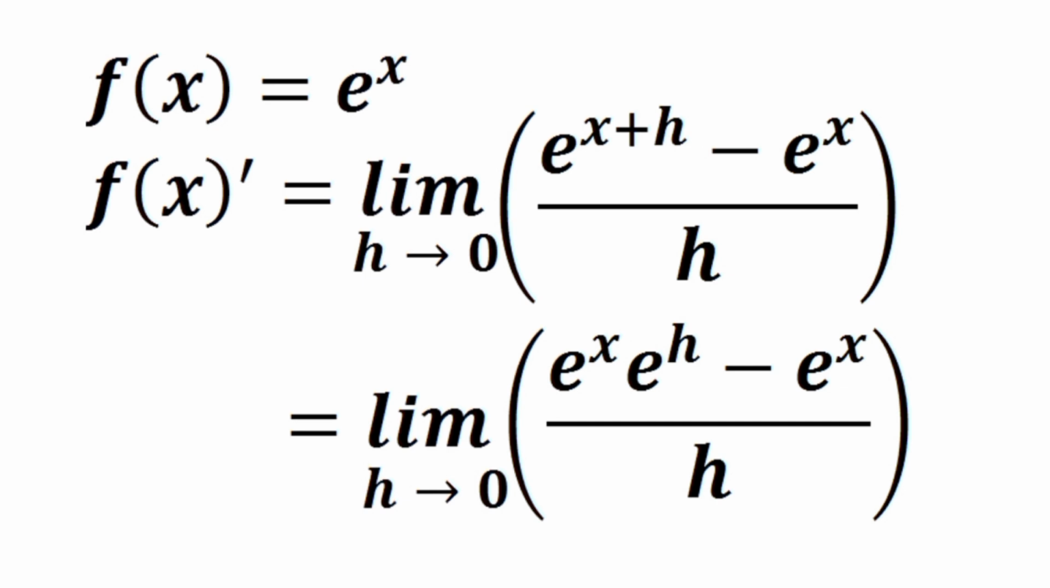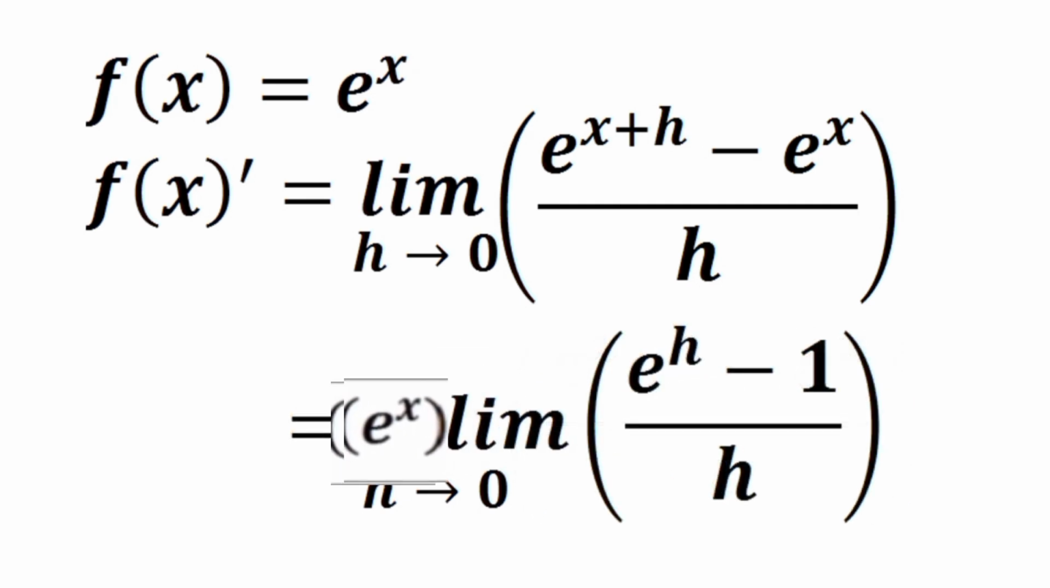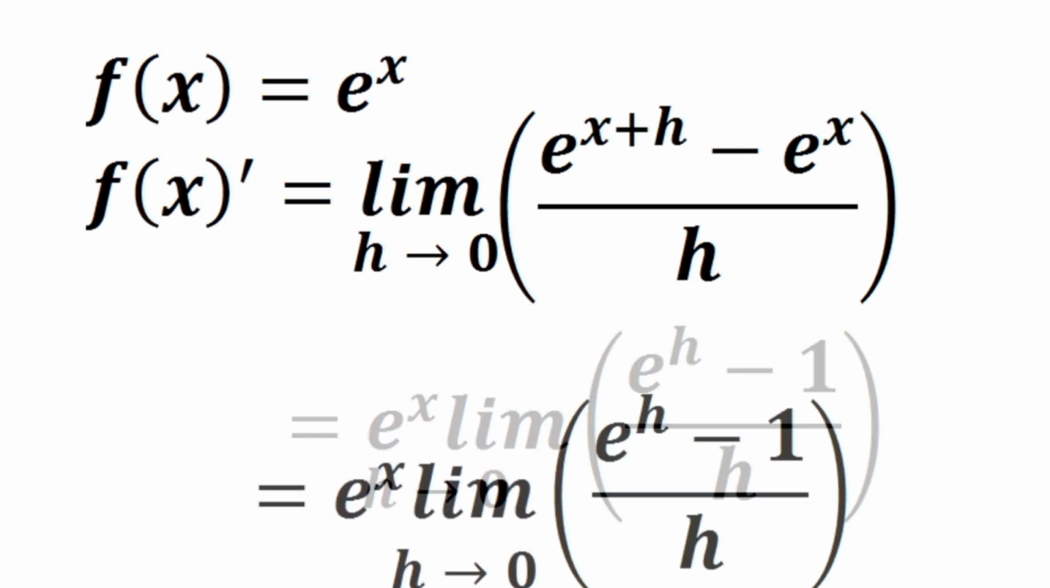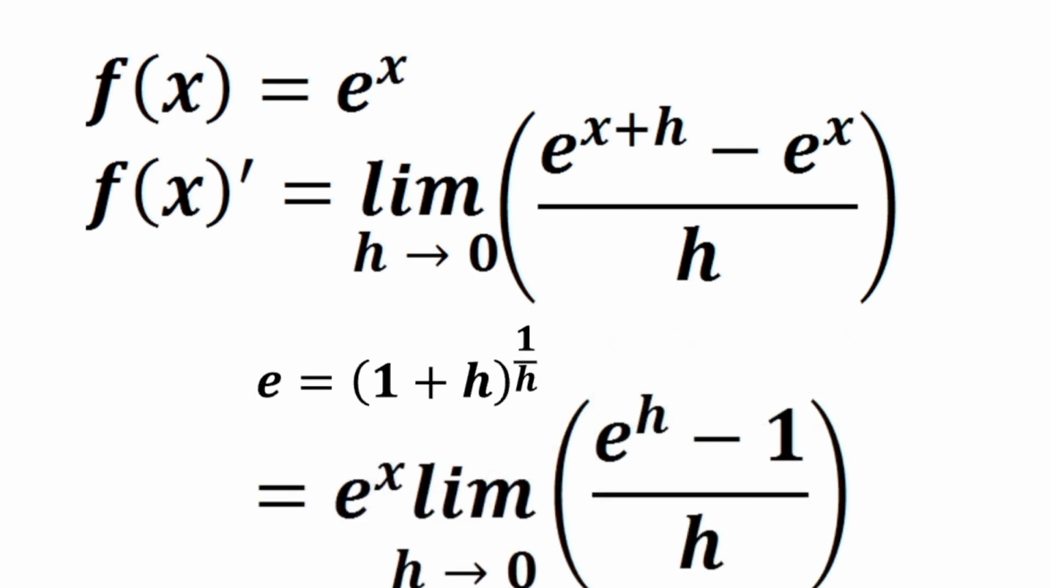We have the limit of h as h approaches 0 of e to the power x times e to the power h minus e to the power x all over h. Now, we have e to the power x times the limit of h as h approaches 0 of e to the power h minus 1 all over h. Remember, at first we have e as equal to quantity 1 plus h raised to the power 1 over h.